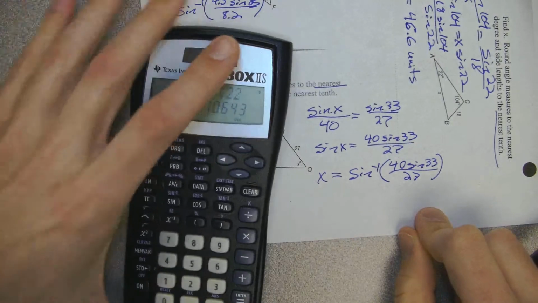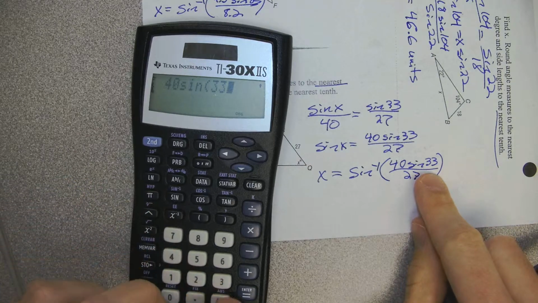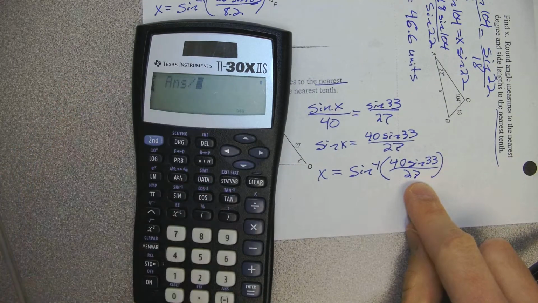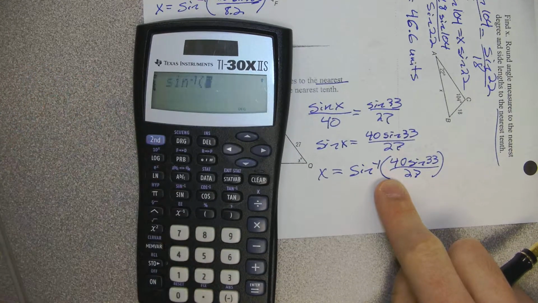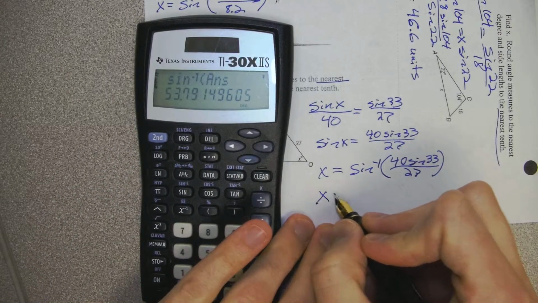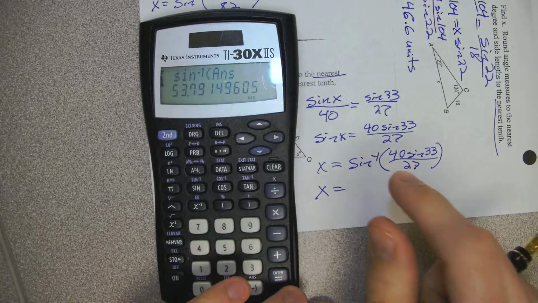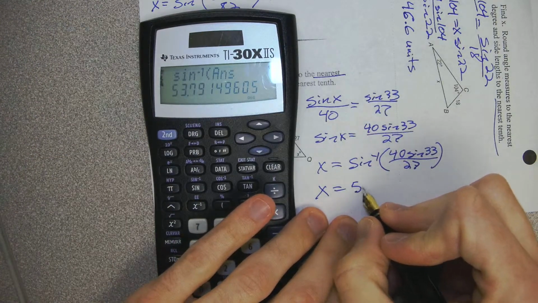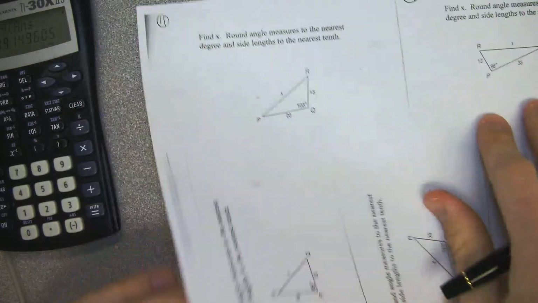Here we go. Again, always start with your numerator. So 40 sine 33 equals, hit immediately, divide by 27. Immediately, second inverse sine of our answer. And we'll find that our angle measure, still rounding to the nearest degree, looks like it will be a 54 degree angle once we round. 54 degrees. That takes us through problem 10. That page is done. We need number 11.